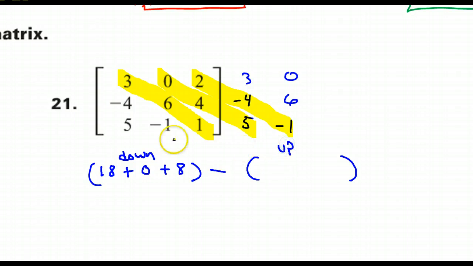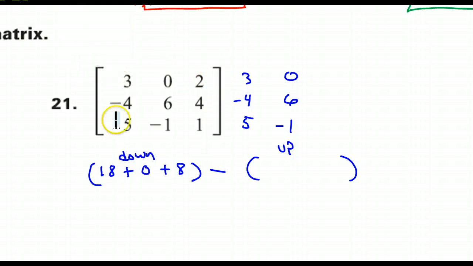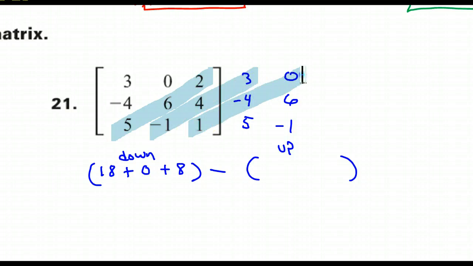Now let's do the up diagonals. The up diagonals are like this: up diagonal, up diagonal, up diagonal. So that's 30 times 2, 60. 4 times 3 is 12, so -12. And then 0, anything times 0 is 0.